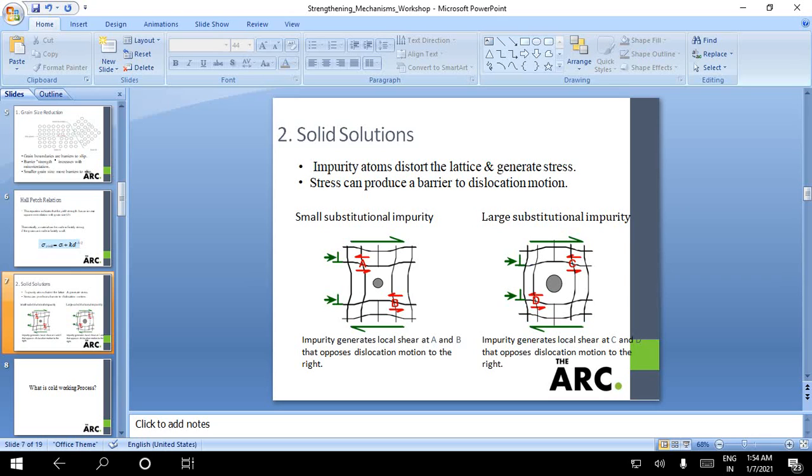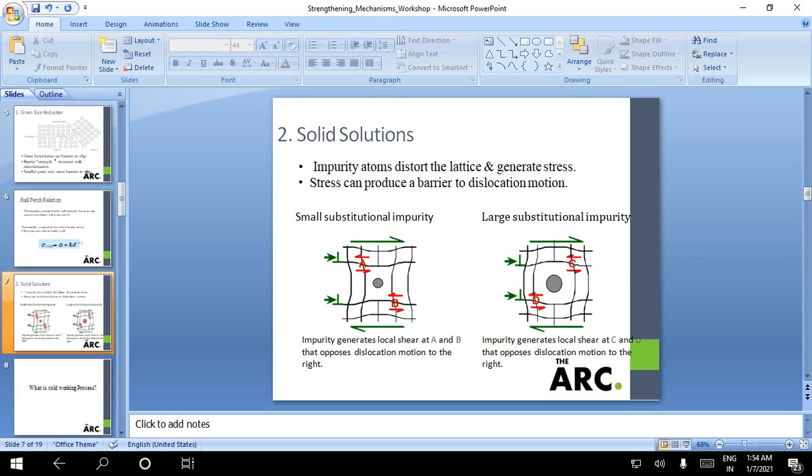When there is an impurity atom in the lattice, that will distort the lattice and also generate some stress. That stress can produce a barrier for the slip. So that stress will help us increase the strength of the material, because the stress will act against the dislocation. Here, if you see this diagram, there is a small substitutional impurity.